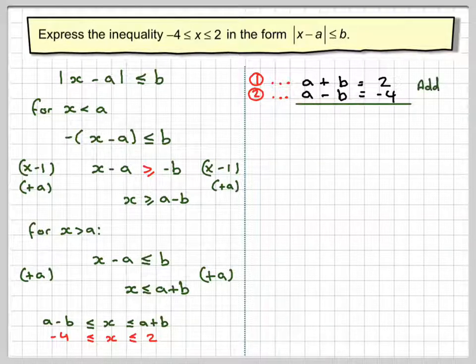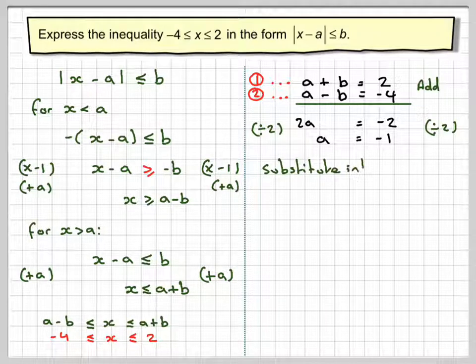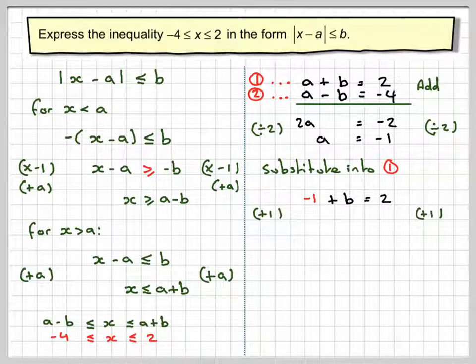Solving them simultaneously, adding to eliminate b's, we're going to get 2a = −2. Dividing both sides by 2, we get that a = −1. And then we substitute into equation 1, so −1 + b = 2. Adding 1 to both sides, we get that b = 3.